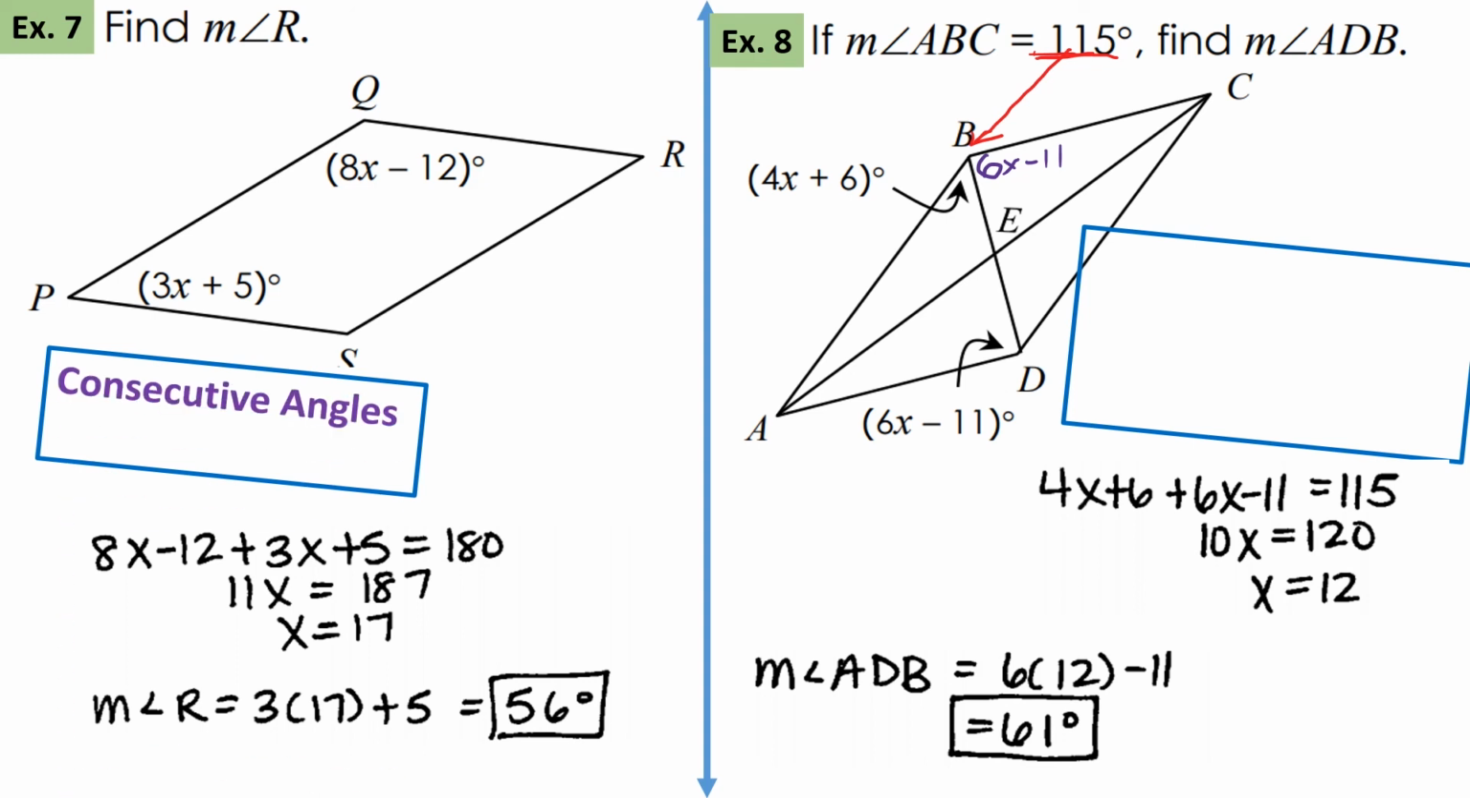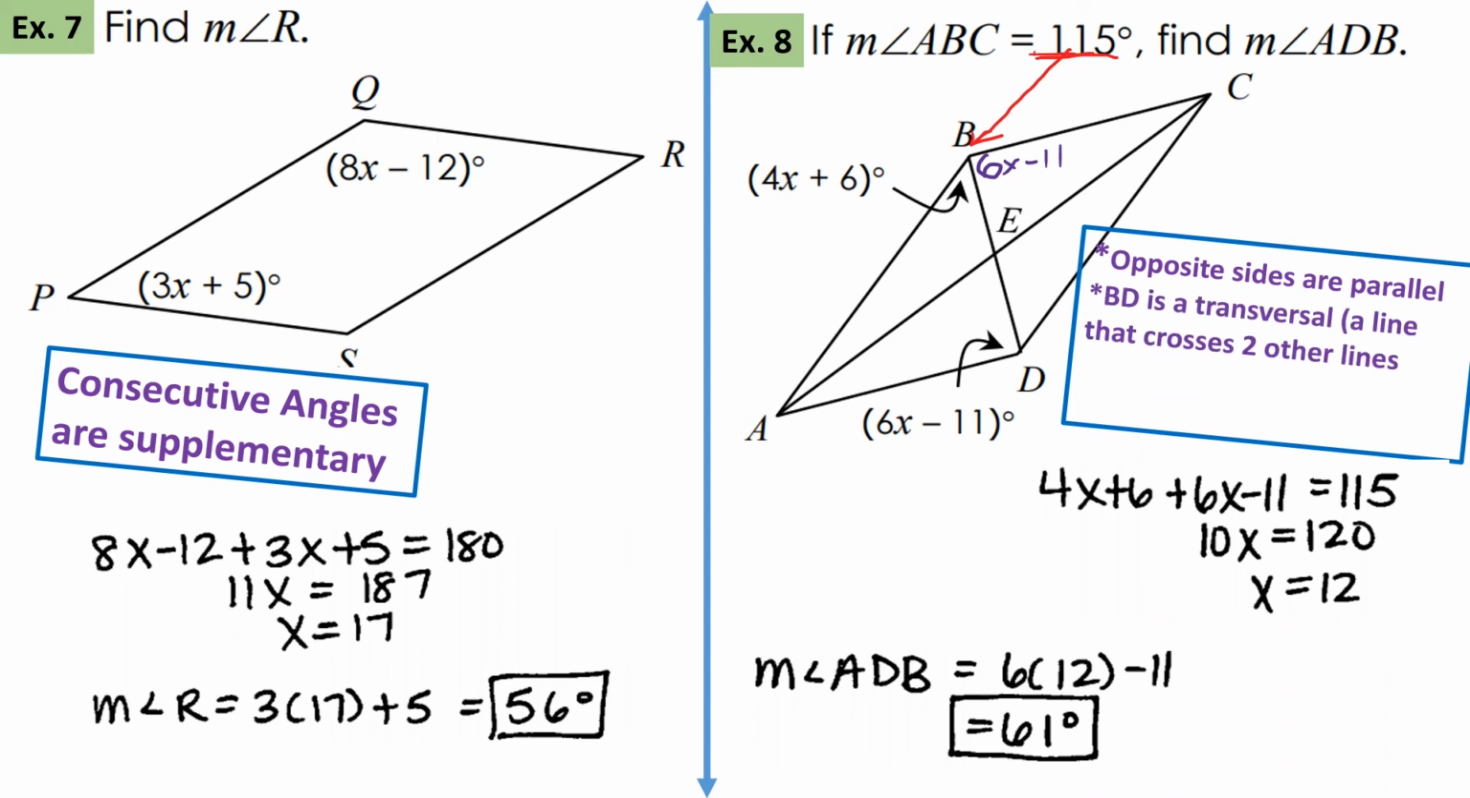The rationale that was used for the first one here is that consecutive angles equal 180, so we were able to set up that equation there. And on the second one here, opposite sides are parallel, so BD is a transversal, which is a line that crosses the 2 other lines, and so that would make angles ADB and angle CBD alternate interior angles, meaning they are congruent. So I could set up that equation there to solve for x and plug it back in. So analyze my work, pause the video if you did not get it correct, but if you got it correct, great job.